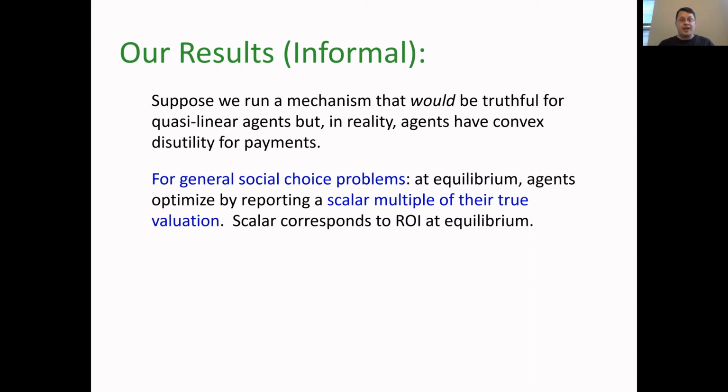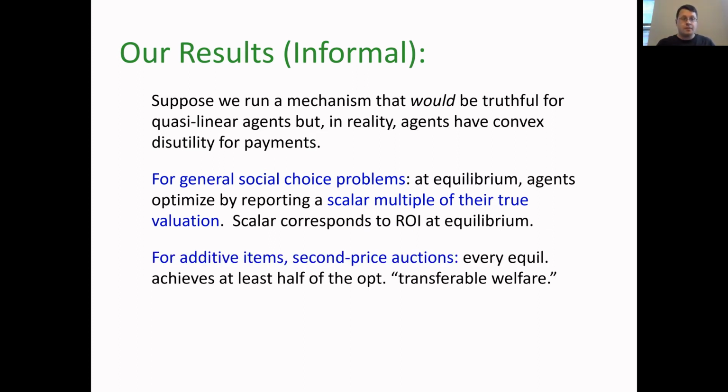But it turns out that at equilibrium, the agent can best respond in a way that has a nice structure. Agents have a best response where they take their valuation functions and scale them down by a uniform scalar multiple. And that scalar is actually interpretable. It will correspond to the return on investment that the agent is getting at equilibrium. And this applies not just to the additive setting we talked about before, but to a broad class of social choice problems, similar to the set of problems to which the VCG mechanism applies.